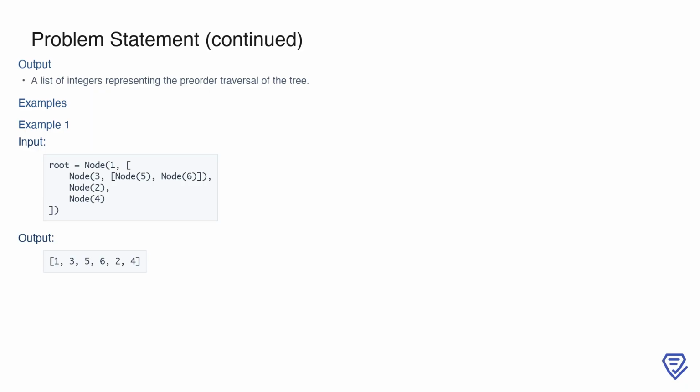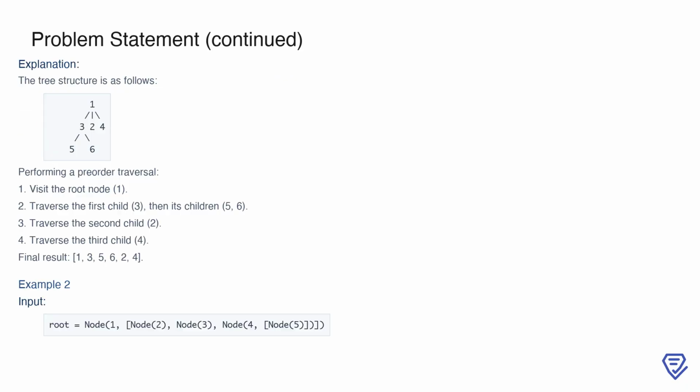The input can be represented using the node class, and the output for the preorder traversal of this tree would be 1, 3, 5, 6, 2, 4. This sequence reflects the order in which the nodes are visited during the traversal. We start at the root, visit it, and then move down to its children, visiting each one and their respective subtrees in a left-to-right order.